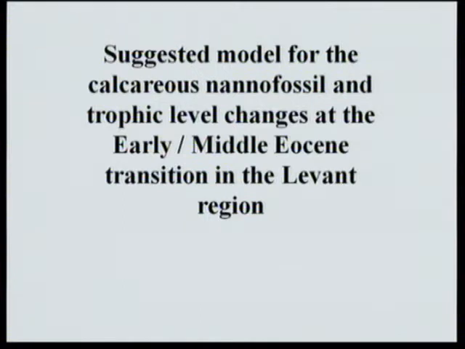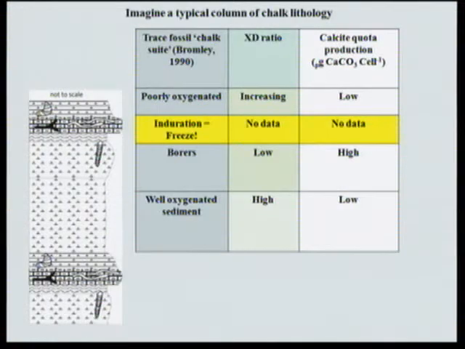And here is the suggested model for the calcareous nanofossils and trophic level changes in the early to middle Eocene transition. And it goes like this. I'll skip this. I just wanted to show you that there was a change also if we use trace fossils, and we can see that well-oxygenated sediments and poorly oxygenated sediments also exist with high and low XD ratio and an antithetic relationship with calcium production.